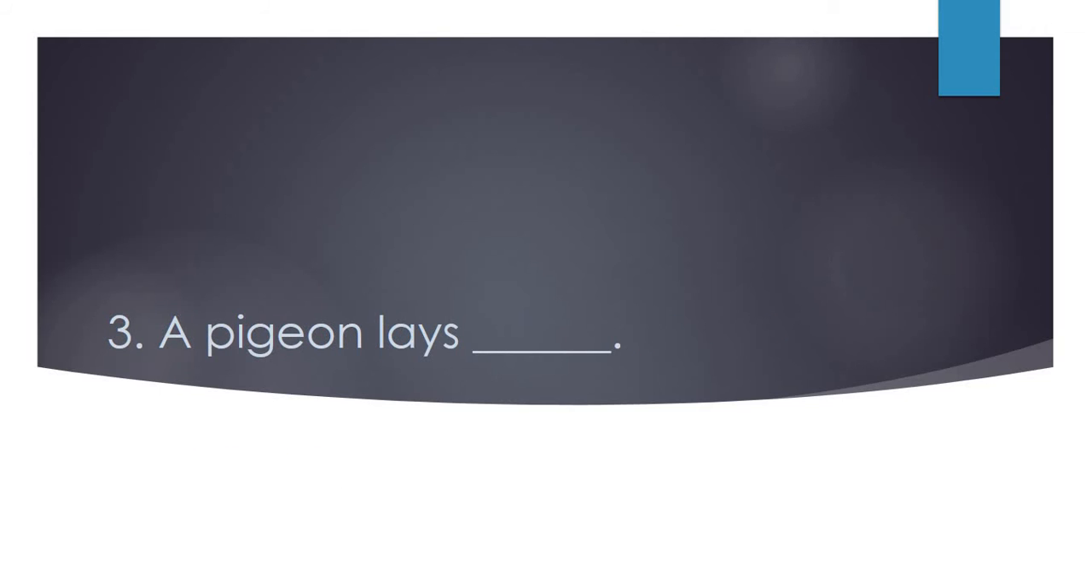Number 3. The pigeon lays dash. So what is laid by pigeon? Yes, I know many of you are thinking that this is a very easy answer. Sir, I know this. Anyways, the correct answer is eggs. Pigeon lays eggs. Please write down the answer for those who have not written, and make sure you write answer numbers properly. Okay, I think we don't have to repeat this. There is nothing to be repeated in this one.